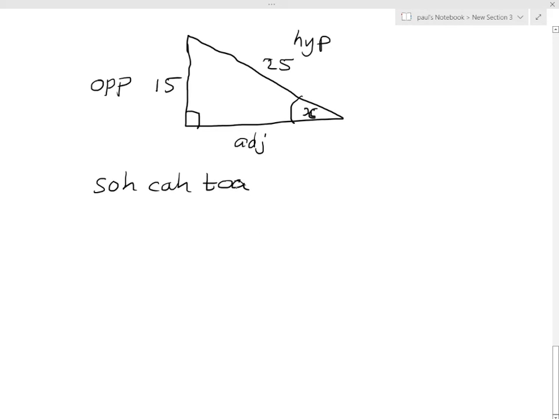Now, what do we need here? So we've got the hypotenuse and we've got the opposite. So that's what we need, hypotenuse and opposite. So it's that one again there, isn't it? So the sine of angle x equals 15, the opposite, divided by the hypotenuse, 25. So if we go 15 divided by 25, that is 0.6. So sine x equals 0.6.